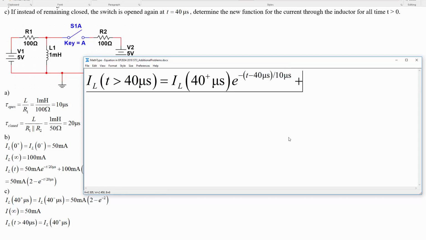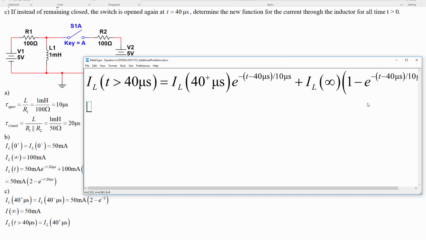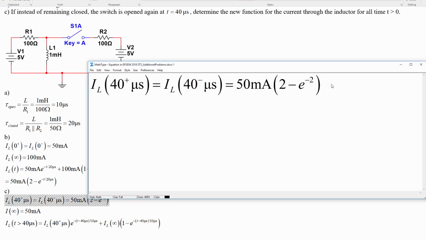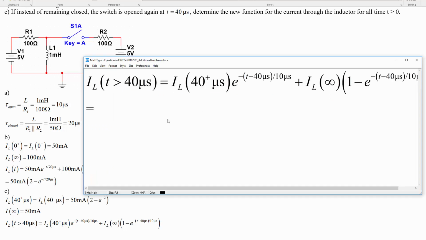And then we'll add in, similarly, IL at infinity times 1 minus this. Okay, so we can simplify that a bit. At 40 microseconds from the positive side, we worked out that that is 50 milliamp times 2 e to the negative 2.